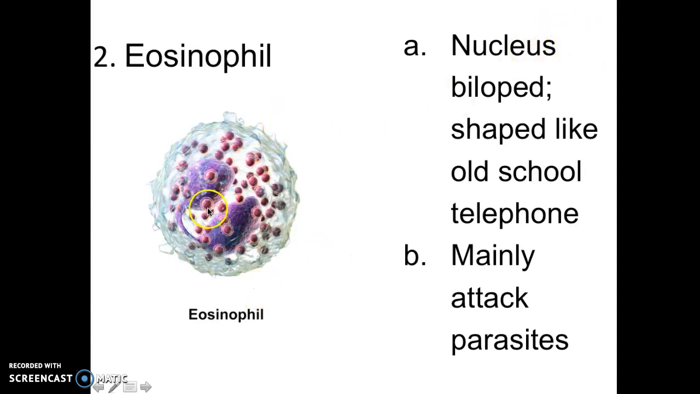The next one is the eosinophil. The nucleus is bilobed, so there's 2 lobes, 1, 2. It looks like headphones, like Beats headphones. I used to put on here an old school telephone, but we don't really have those anymore, so a lot of kids don't even know what that is. It's granulocytes, there's granules, and its job is to attack parasites.